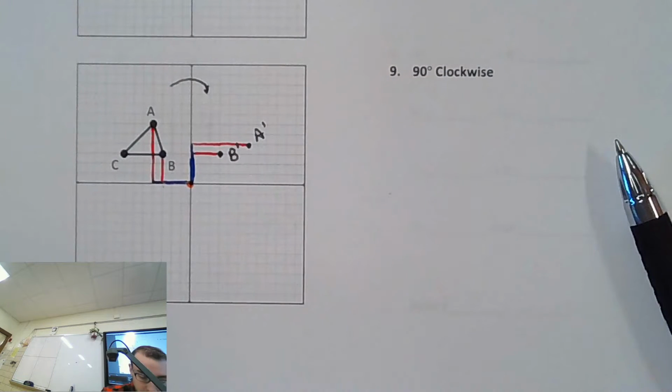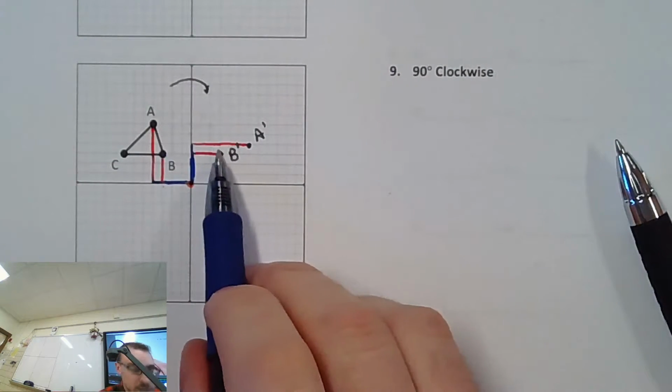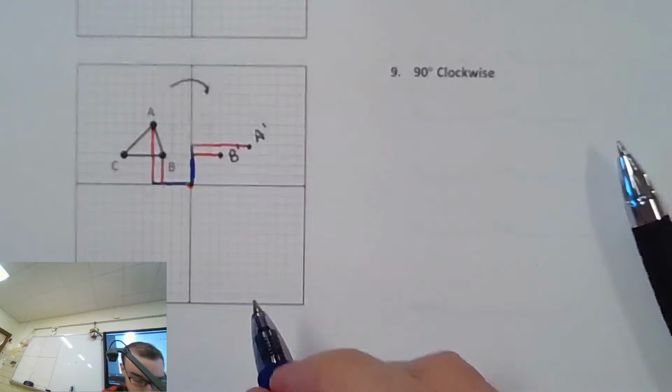A prime doesn't matter right now. We're going to figure that out in a second. The length is 6 here. Does that help? Okay.